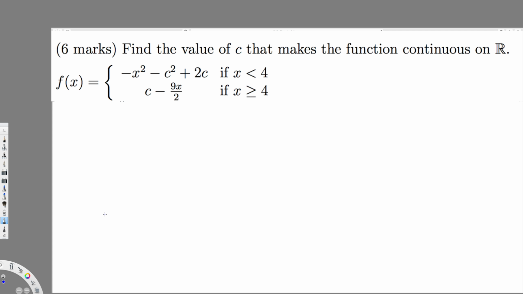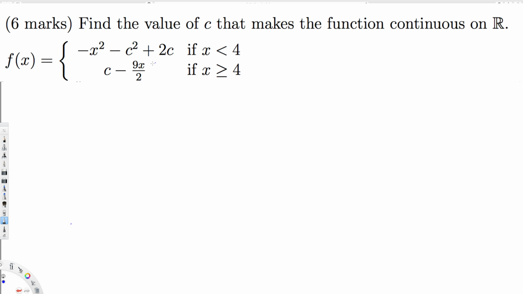We have this question right here. It's asking: find the value of c that makes the function continuous on R. And we know this is a polynomial function, therefore it's continuous. This is continuous when x is less than 4 and greater than 4. So first, let's take that.